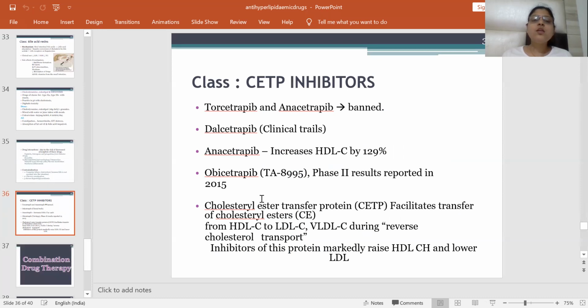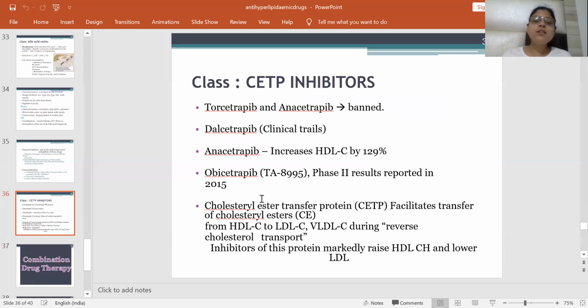CETP inhibitors are the cholesteryl ester transfer protein inhibitors. Torcetrapib and dalcetrapib are banned. In clinical trials, anacetrapib increases HDL levels by 129%. Obicetrapib is in the phase 2 trials, results reported in 2015.